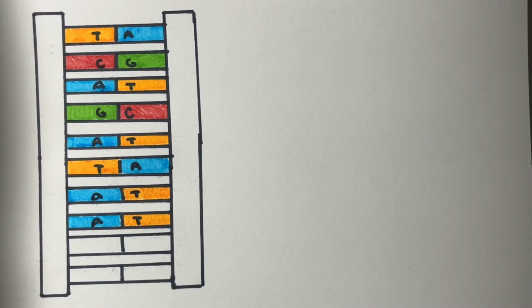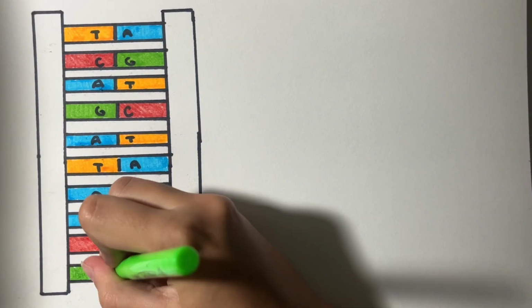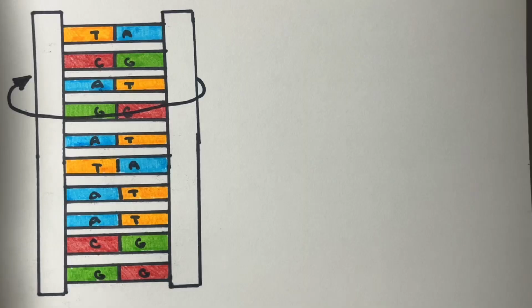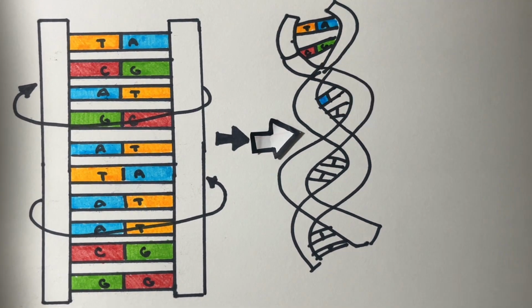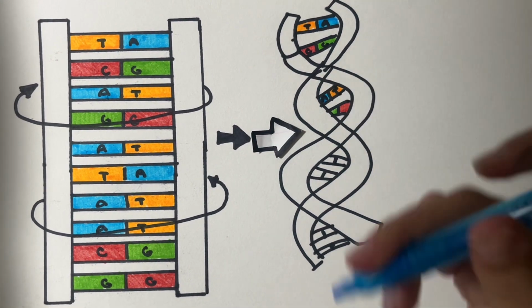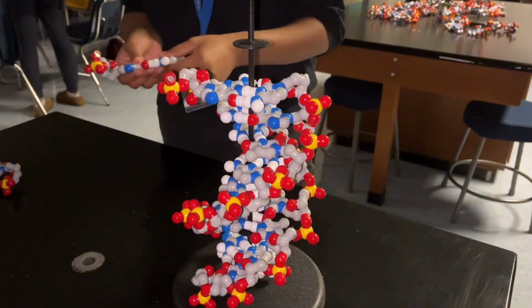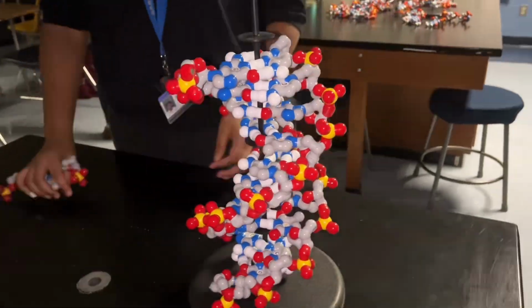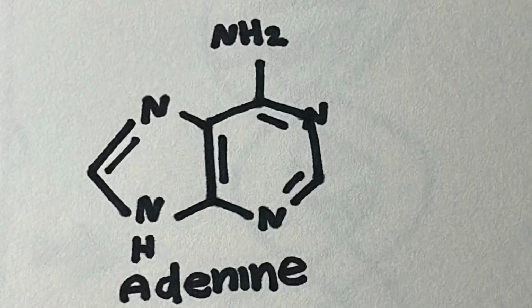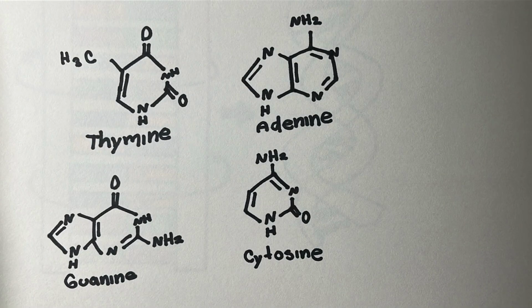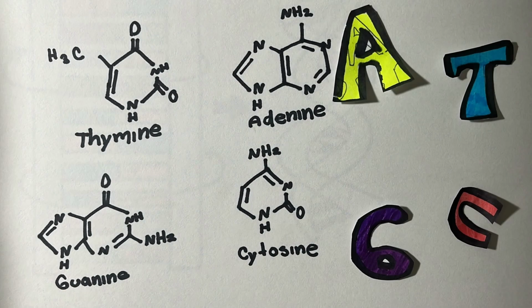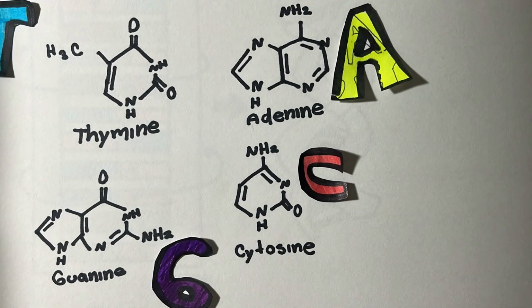Imagine a long twisted ladder. That's the basic structure of DNA. The sides of the ladder are made up of sugar and phosphate molecules. Now, let's focus on the rungs of the ladder. These are formed by pairs of nitrogenous bases. There are 4 types of nitrogenous bases: adenine, guanine, cytosine, and thymine. These are all represented by the first letter of their name: A, G, C, and T.